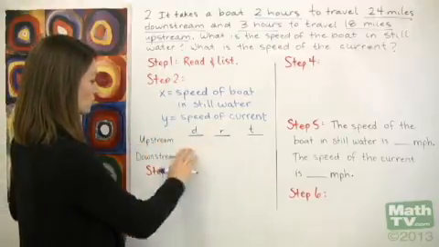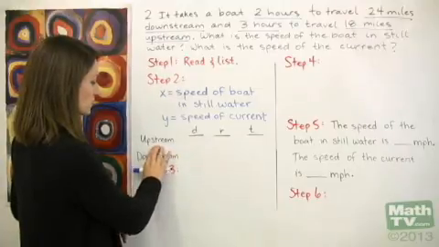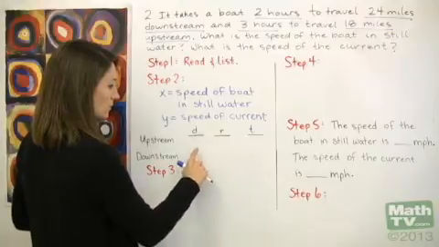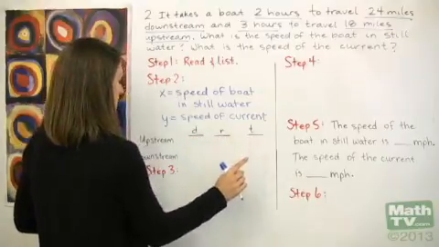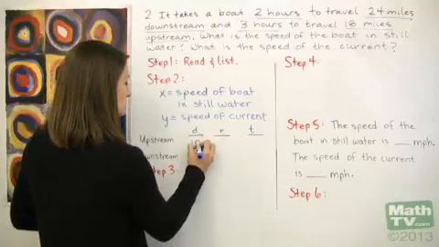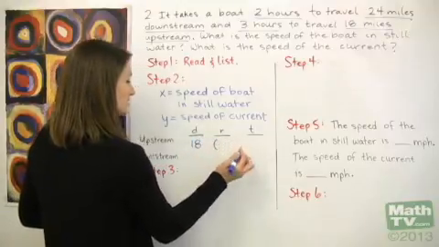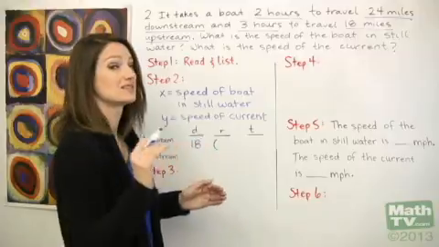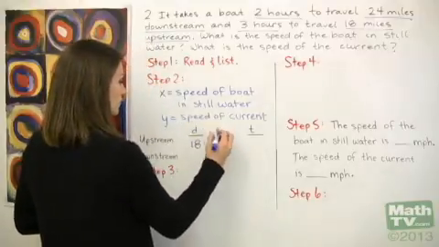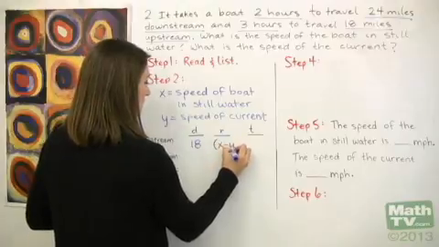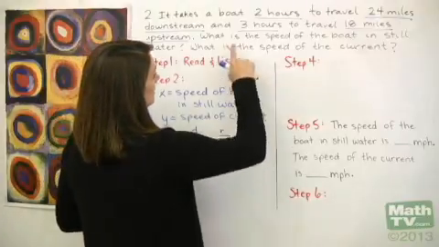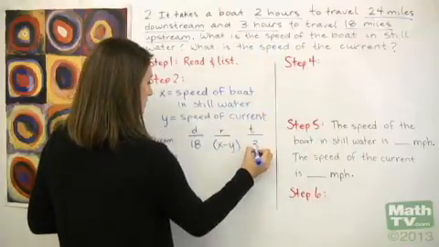We have 2 rows, one for the information for the upstream data and one for the information for the downstream data. And our columns represent distance, rate, and time. So for upstream, we can write the boat traveled 18 miles, and then the rate is the speed of the boat. Since it's going upstream, it's going against the current, so we need to subtract the speed of the current, so we have x minus y. And then the time it took this boat to go upstream is 3 hours.